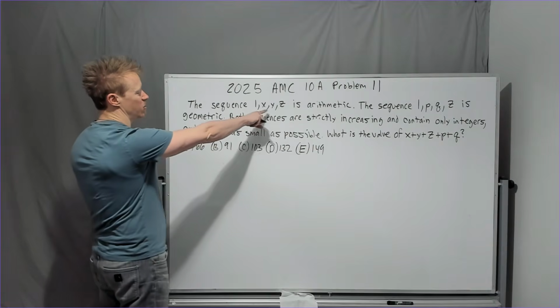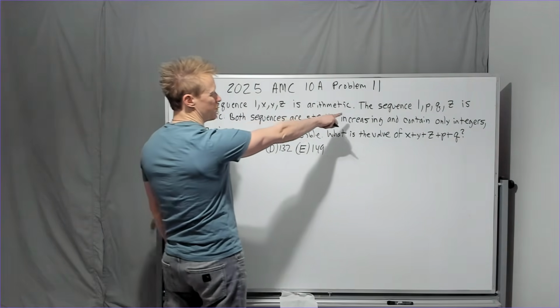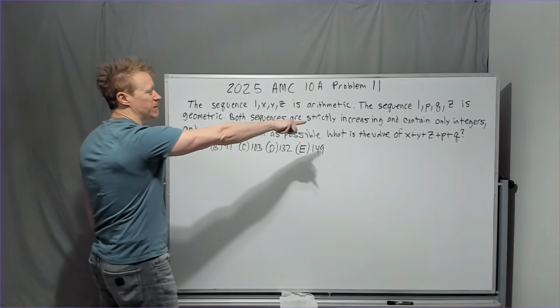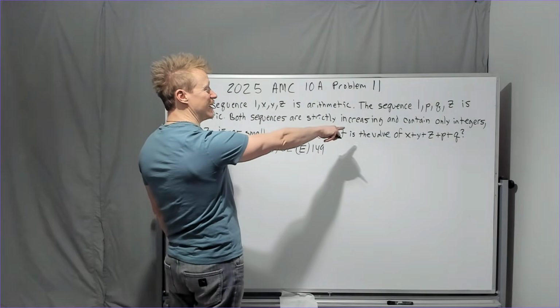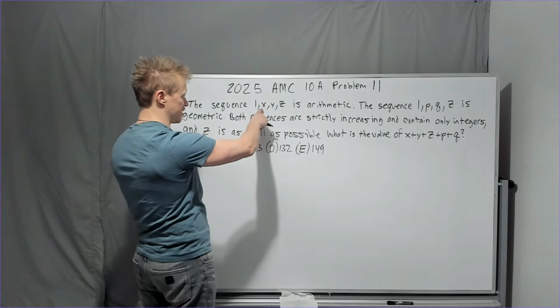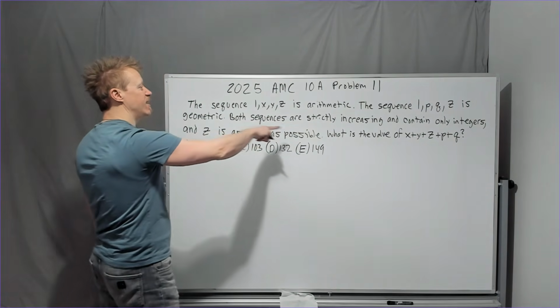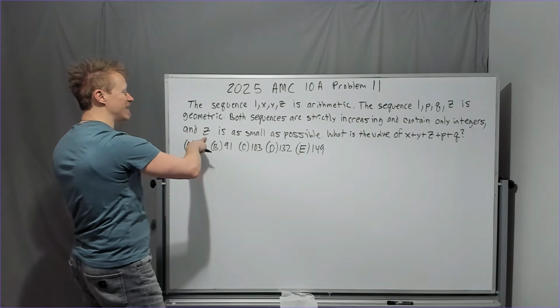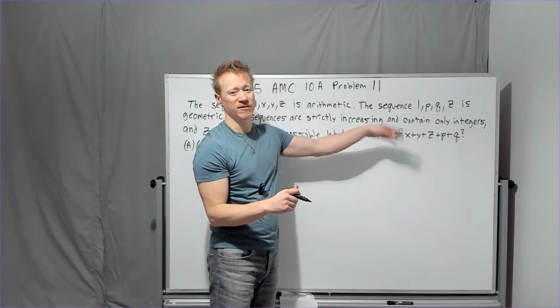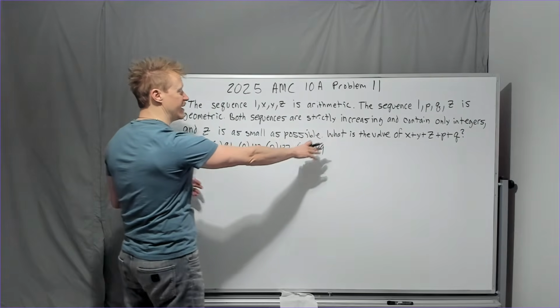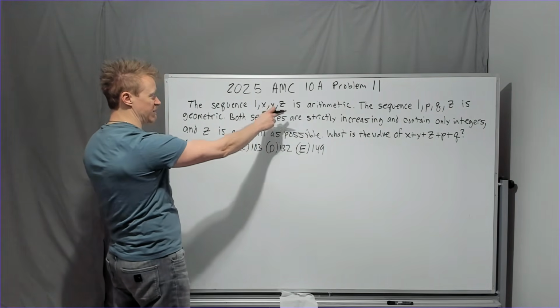The sequence 1, X, Y, Z is arithmetic. The sequence 1, P, Q, Z is geometric. Both sequences are strictly increasing and contain only integers. There's no doubling, like this could not be 1, 1. And Z is as small as possible. What is the value of...? We don't care about that part yet. You just want to make sure you achieve this.